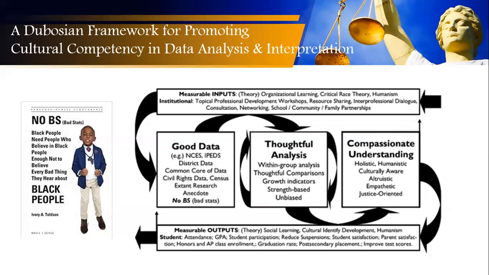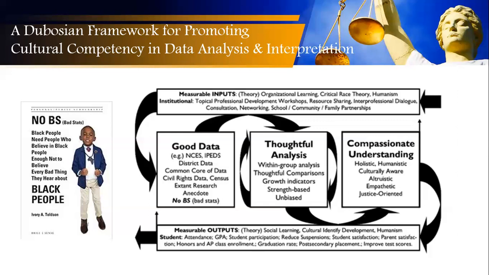We need more understanding that is culturally aware, that is empathetic, and that is justice oriented. So I think really what he's getting at here is that beyond just having good data, we need to analyze that data in a way that is thoughtful. And then once we have analyzed that data in a thoughtful manner, in terms of interpreting, we need to exercise compassionate understanding. So all three of these components go hand in hand.